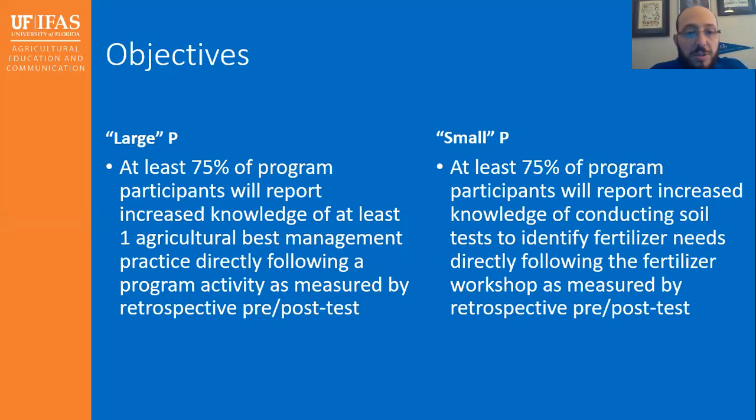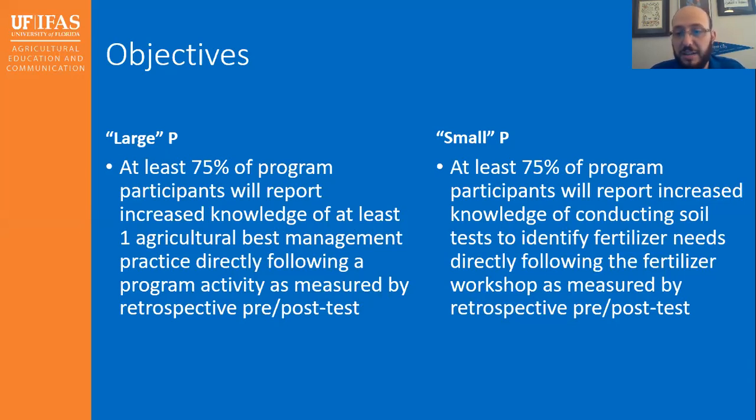We'll keep moving forward. So this one's within the ag context. And as you can see, there's a lot of the same scaffolding within this one. So report knowledge of at least one ag BMP following a program activity, which morphs into increased knowledge of conducting soil tests to identify fertilizer needs directly following the fertilizer workshop as measured by retrospective.